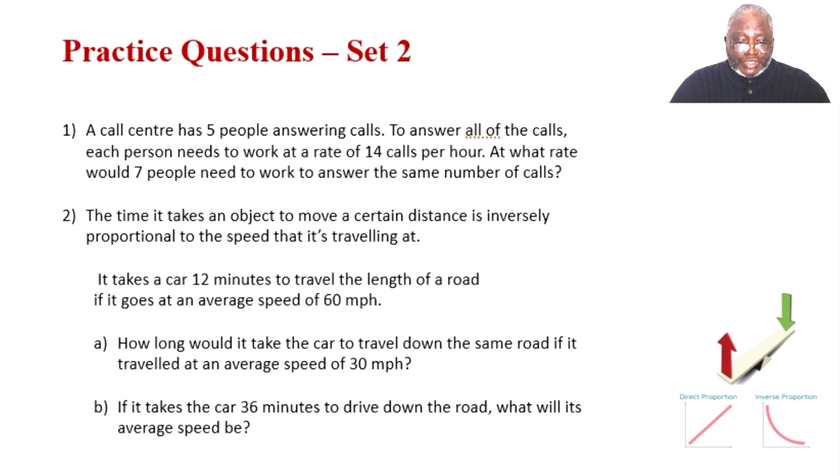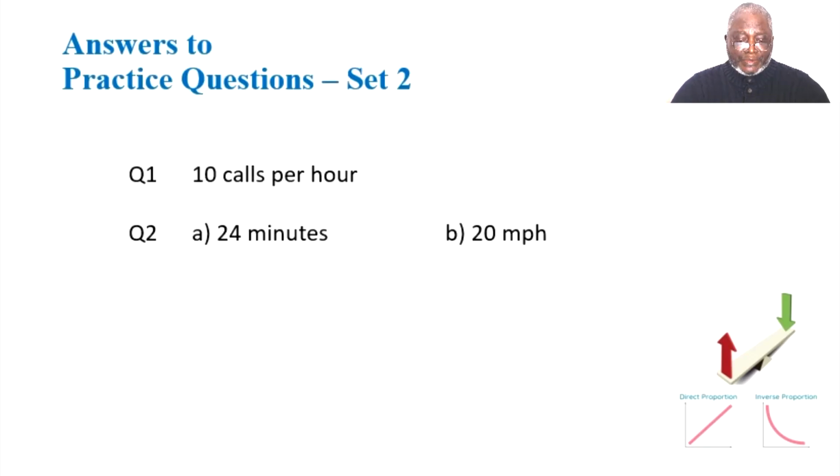Question 2. The time it takes an object to move a certain distance is inversely proportional to the speed it is traveling at. It takes a car 12 minutes to travel the length of a road if it goes at an average speed of 60 miles per hour. A, how long would it take the car to travel down the same road if it traveled at an average speed of 30 miles per hour? And then B, if it takes the car 36 minutes to drive down the road, what will be its average speed?